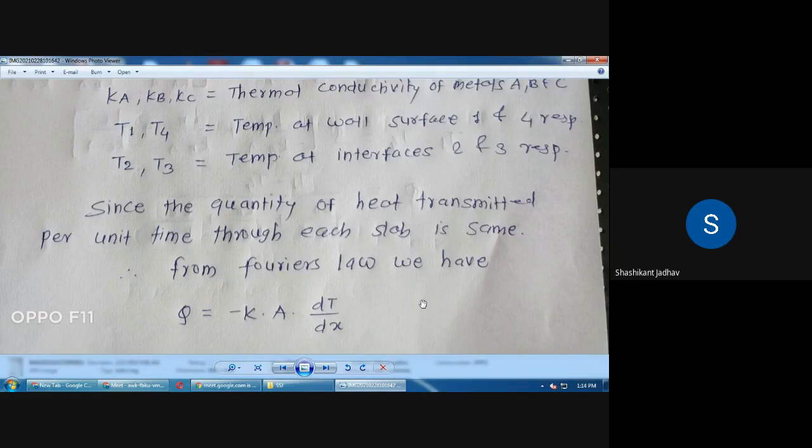From Fourier's law, what is the equation of Fourier's law? Q is equal to minus K into A into dT by dx. So write down the Fourier's law. Q is equal to minus K into A into dT by dx. So by using this equation, we have to write down the equation for each layer. But the heat transfer through each layer will be the same. First of all, we have to write down the equations for each layer.